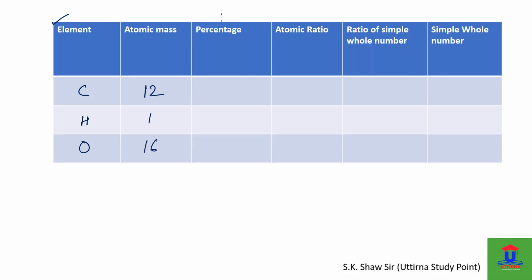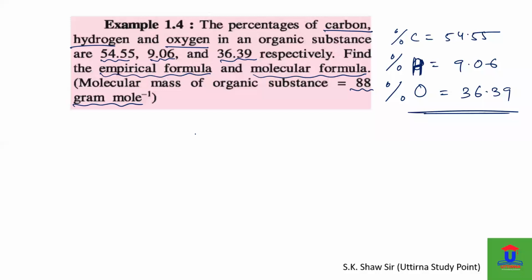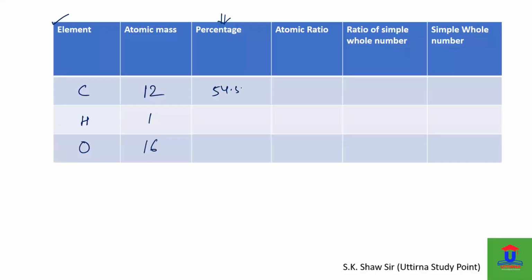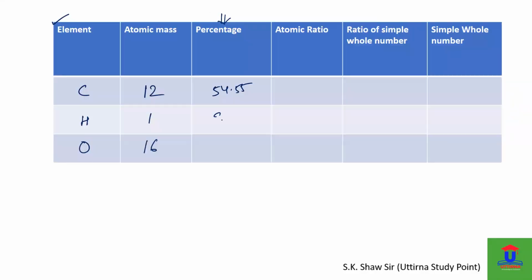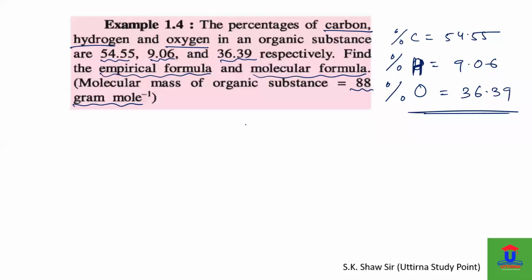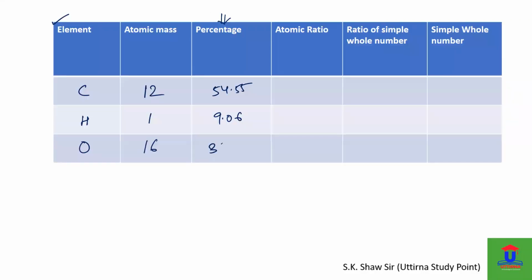Third column is given percentage. Question में कितना परसेंटेज दिया उसको पुट करो. So look, for carbon it is 54.55. For hydrogen it is 9.06. And for oxygen it is 36.39. Okay, so this is percentage.